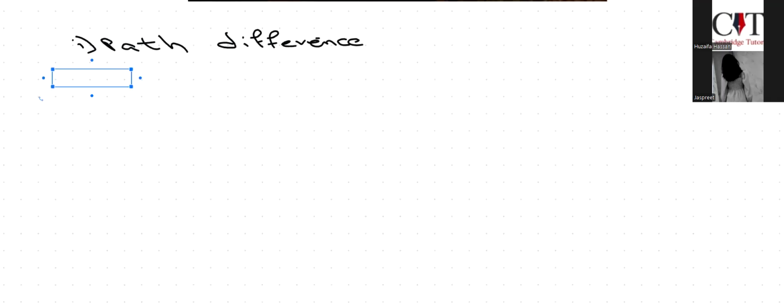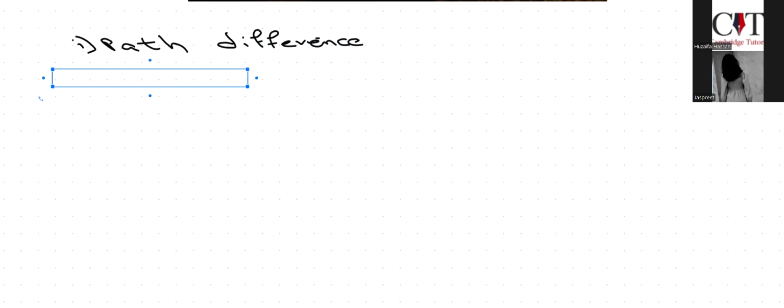Okay, the next thing we have is path difference. We are now studying the wave properties, and in it we have the path difference. So tell me, what is the meaning of path difference? Path difference. Do you know what path difference is? The direction. Sorry? The direction of the wave.